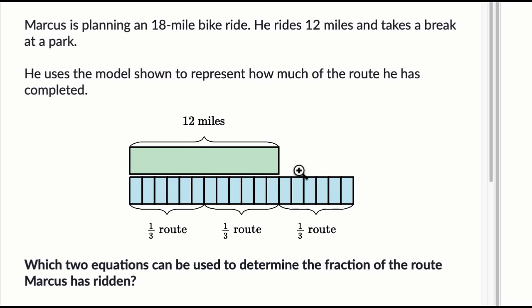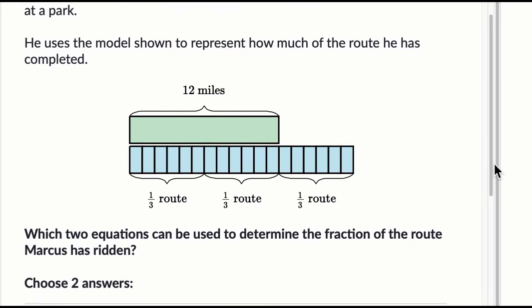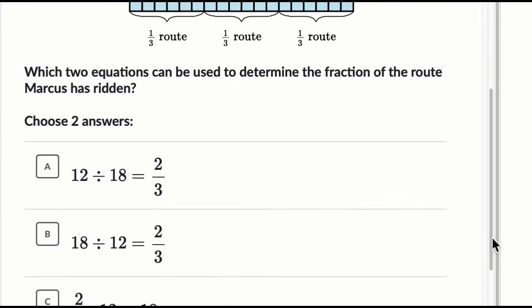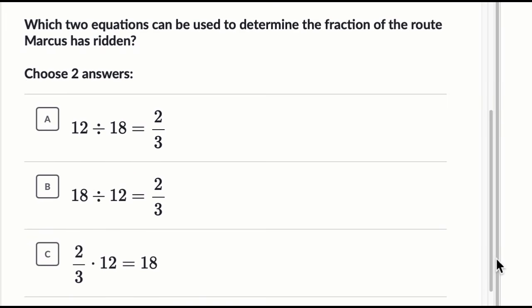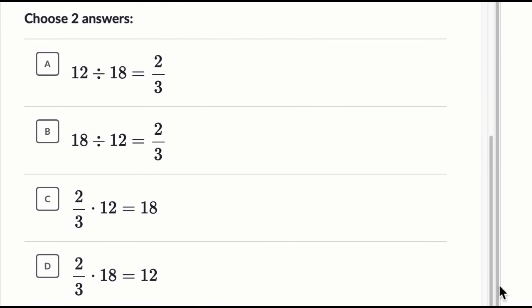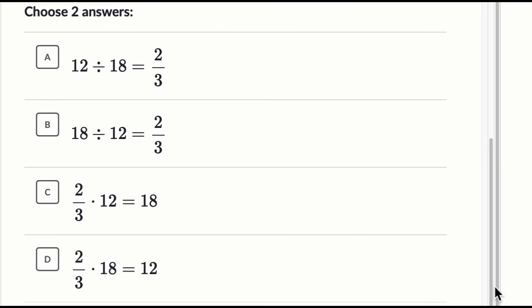All right, so he's completed 12 miles. The whole thing is 18 miles, and it's interesting. They've at least visually broken this down into thirds of that 18 miles, which would be 6 miles each. I guess each of these little sections is a mile. And so let's read what they're asking us. Which two equations can be used to determine the fraction of the route Marcus has ridden? Choose two answers. So pause this video, have a go at that before we do it together.